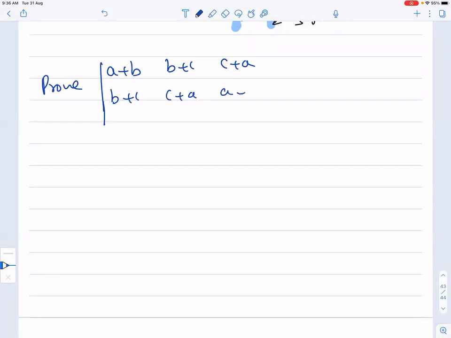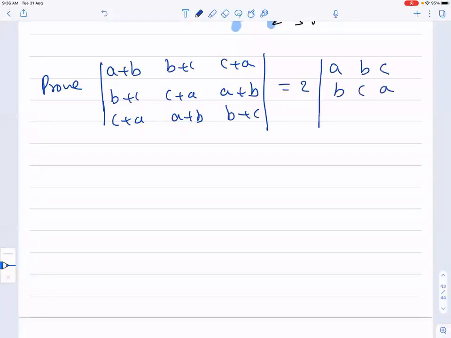So I just explained row operations, right? So I'm going to teach you further things. Using row operations, let us try to prove this. Prove: determinant of a plus b, b plus c, c plus a, b plus c, c plus a, a plus b, c plus a, a plus b, b plus c equals 2 times determinant of a b c, b c a, c a b.